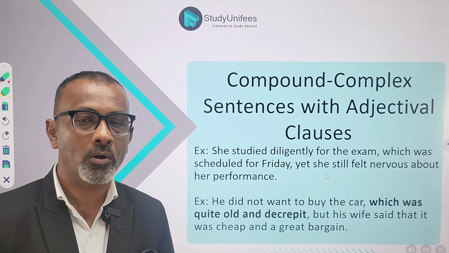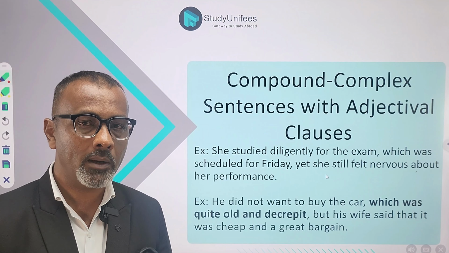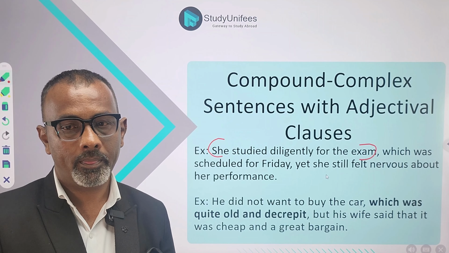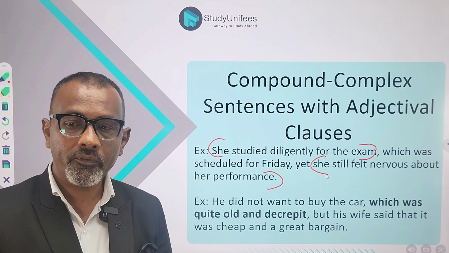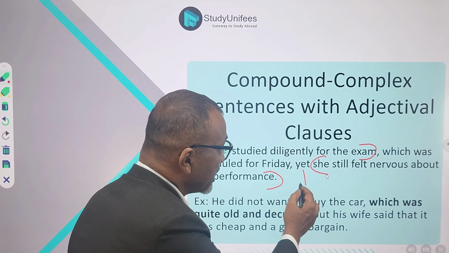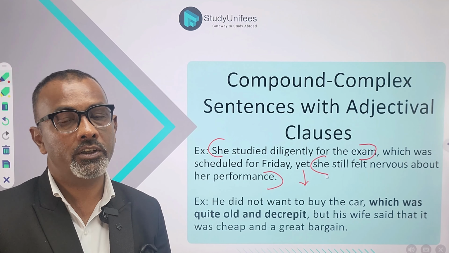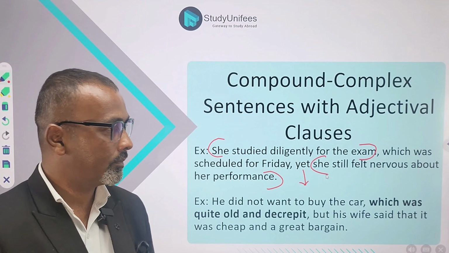First, let's look at the compound element here. The compound, as usual, is made up of two independents. This is the first independent: she studied diligently for the exam. And this is the second: she still felt nervous about her performance. In between, there is the conjunction yet, which is a coordinating conjunction. However, between these two independents, there is an adjective clause.